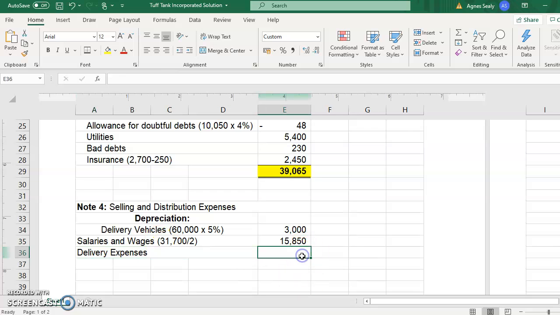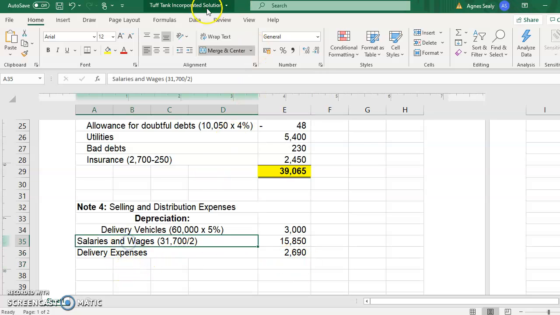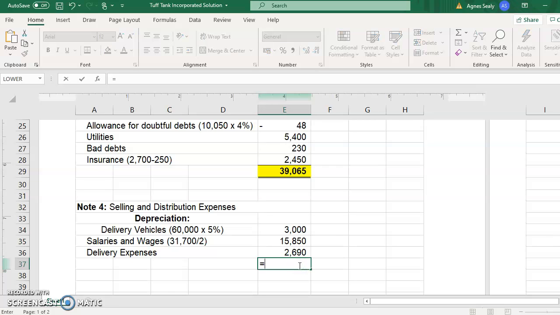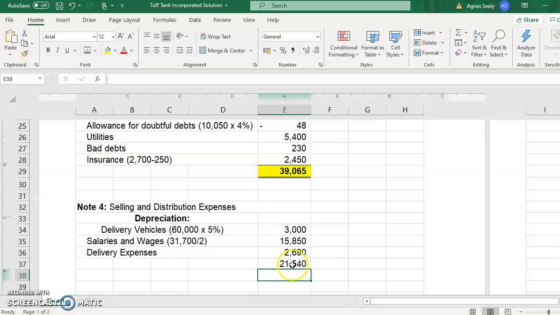which was $2,690. So we have our delivery, selling, and distribution expenses. So let's see what that total is now. Our total selling and distribution expense is $21,540. So now we have those expenses.